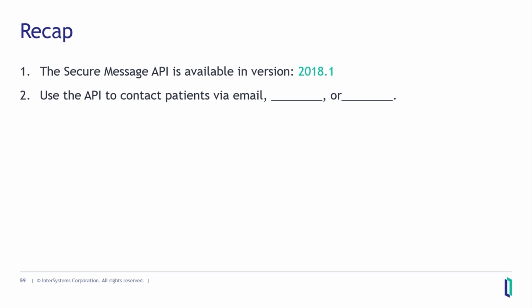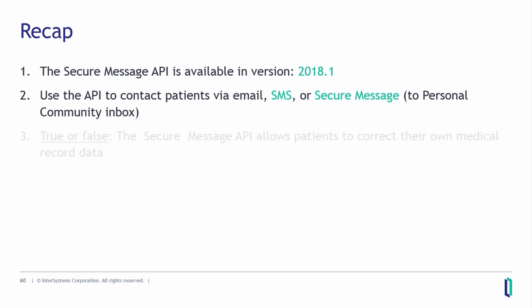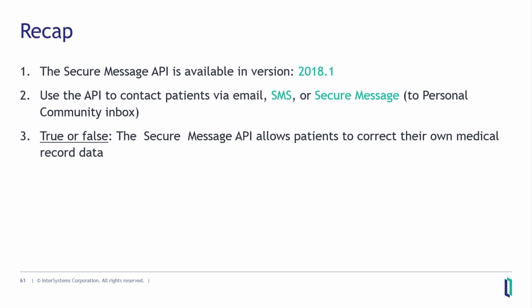Okay, there are 3 different ways we can communicate with patients. Chat is not one of them yet. What are the other 2 ways? SMS text, secure message. True or false? This new feature lets them correct their own medical record data when it's wrong. Okay, uh-oh, there's silence. Was anybody listening? The answer is false.